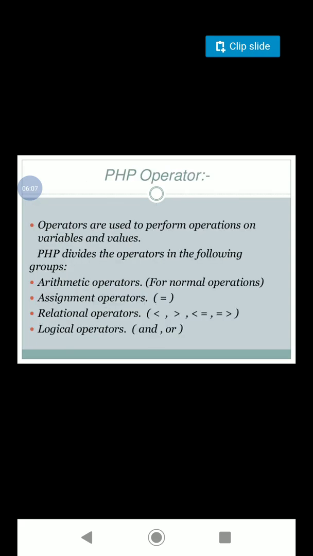So these are the operators available in PHP. An operator is used to perform some operations on the variables and values. So we have arithmetic operators, assignment operators, relational operators, and logical operators. Arithmetic operators are for normal operations like plus, minus, star, division, which are used to operate on numeric types, whether it is integer or float, and the result is going to be either integer or float. And when you have mixed type values, then you are going to have a mixed data type value.